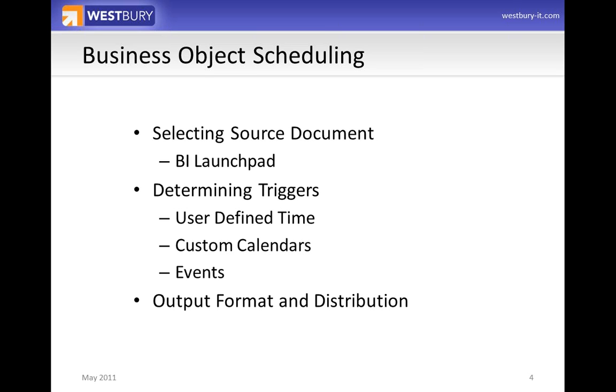Then you need to determine the triggers for when you want this schedule to execute for that source document that you selected. There's a possibility of using the user-defined functionality, which is basically what most customers use, and that's selecting a specific time range, predefined time range, or recurrence rate within the Business Objects scheduling components.